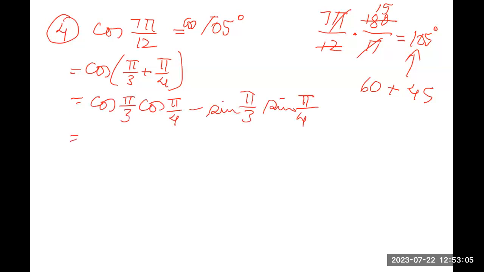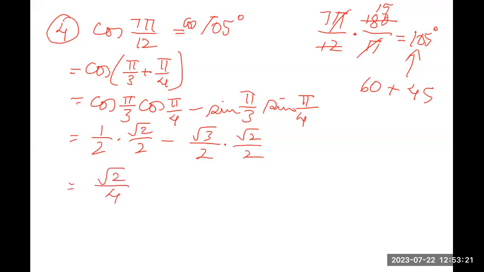And then we plug in the values. So that's 1/2 times √2/2, minus √3/2 times √2/2. That's √2/4 minus √6/4, or (√2 minus √6)/4. So that's cosine of 7π/12.